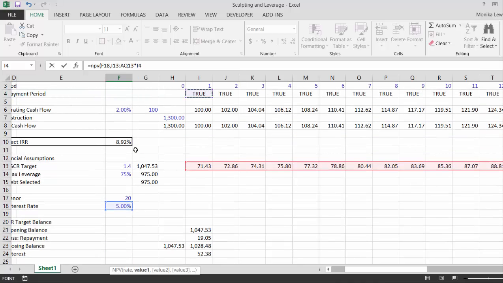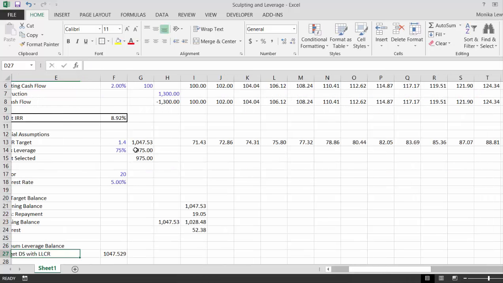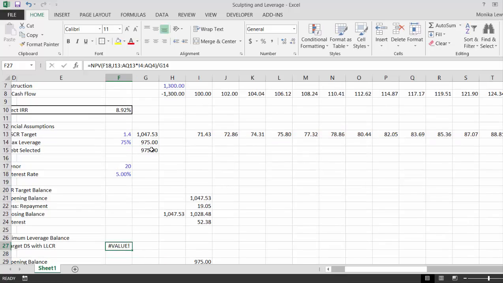true and false. Now some people, I've met somebody recently who said, I hate that. But if you press Shift Control Enter, we get our number, and then we divide that by the leverage debt. And now if you press enter, it doesn't work. F2, Shift Control Enter, you get the LLCR that would make this one work.